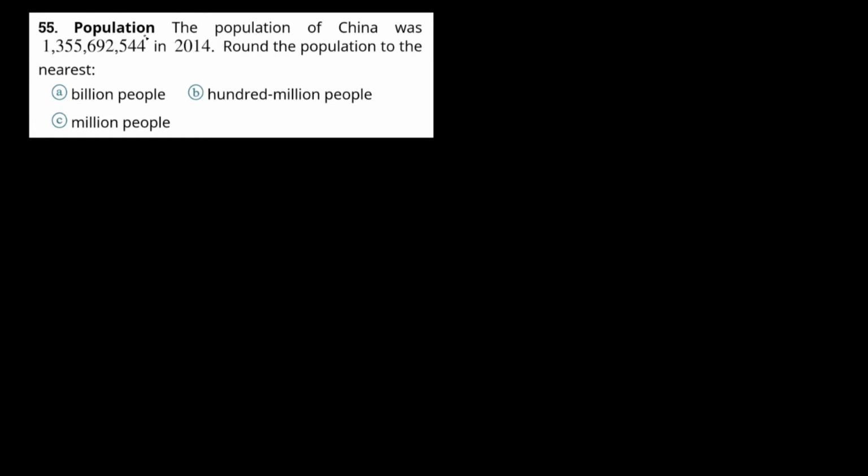For 55, a population question, the population of China was 1,355,692,544 in 2014. Round the population to the nearest billion people, 100 million people, and million people. So if we have part A, then we have the number 1,355,692,544.